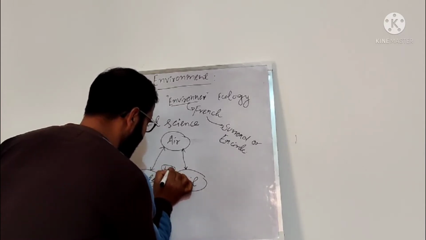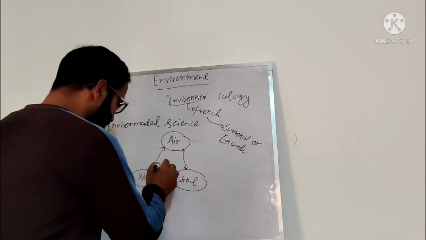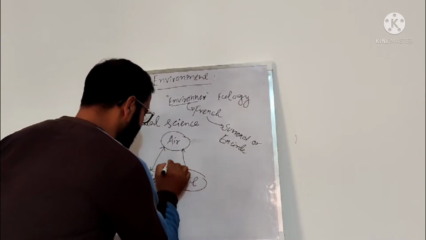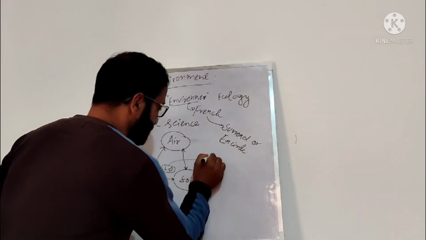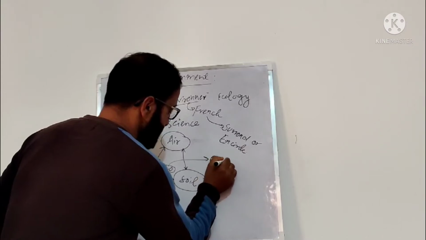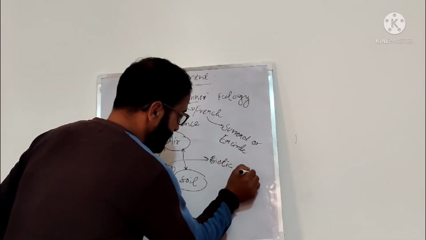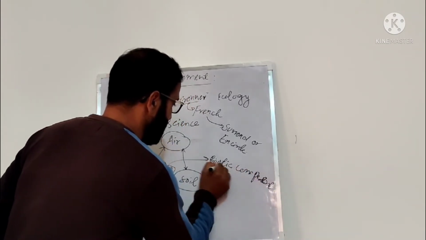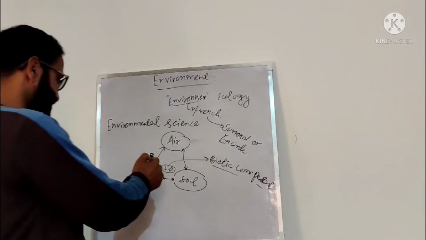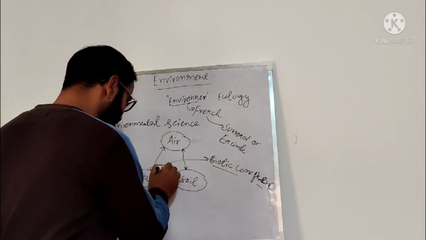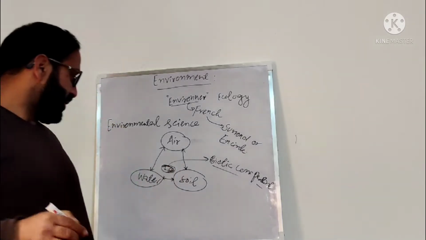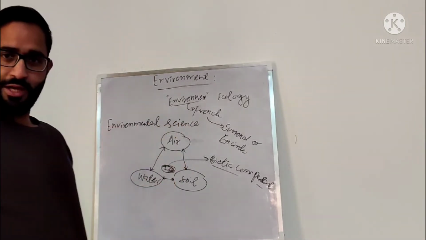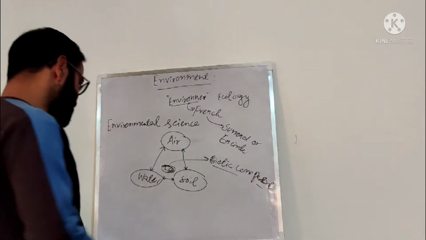There also occur living organisms as well. I am writing LO, living organisms. This LO constitutes the biotic component of the environment. We human beings are present in this component. We constitute part of this biotic component, and this biotic component also interacts with the physical components of the environment, or with these non-living components of the environment.